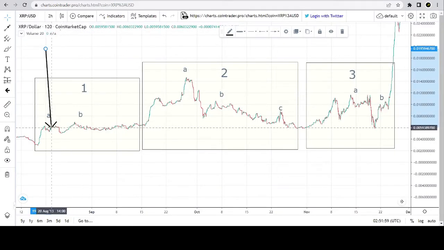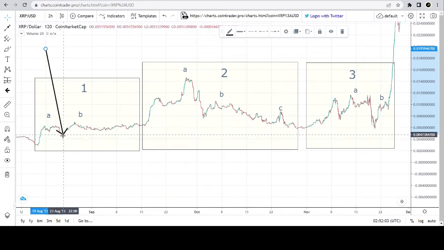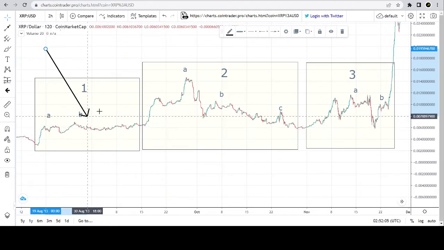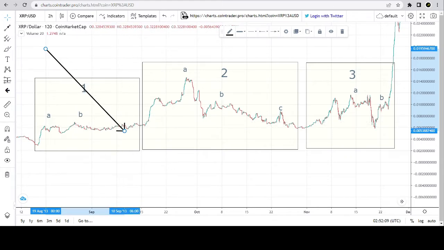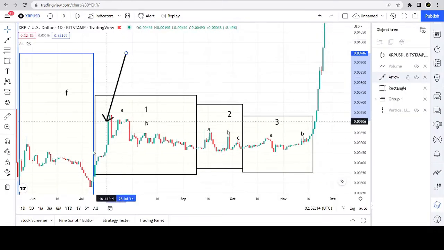All right, so remember, pattern 1 had part A, where it was that split peak type thing, and then part B went kind of flat. Let's see. So we have that split peak here.